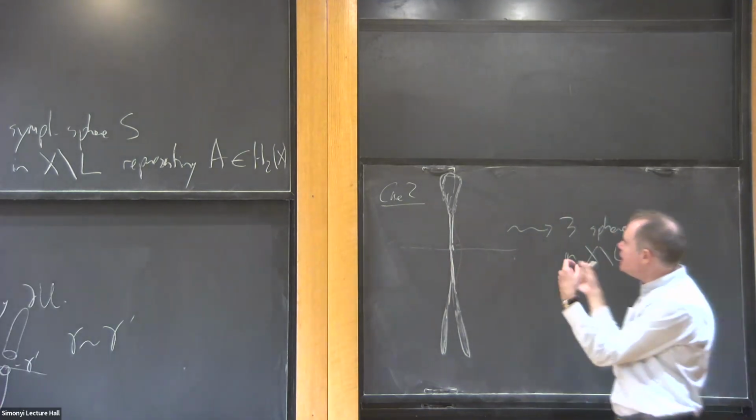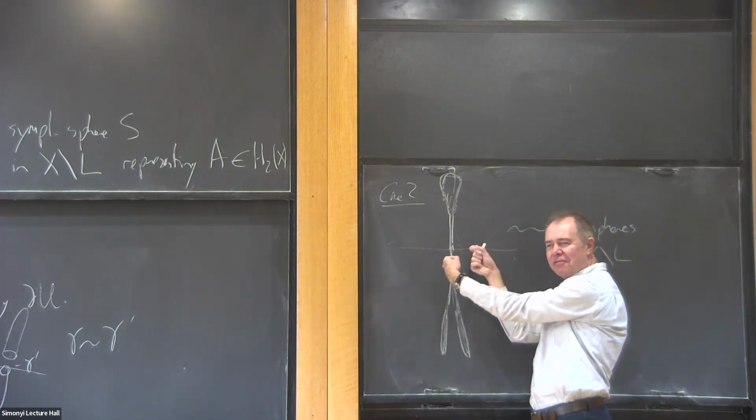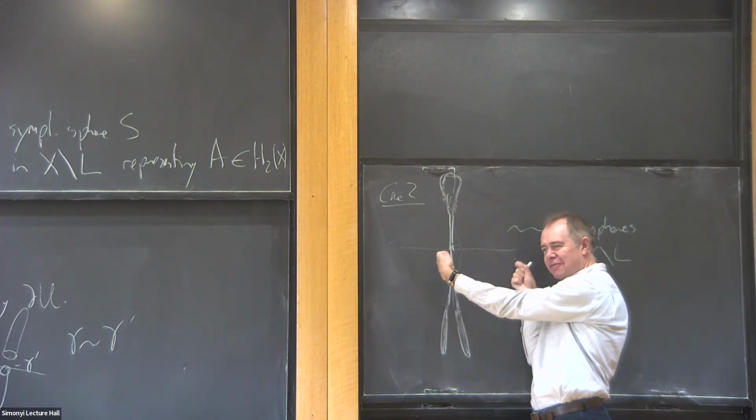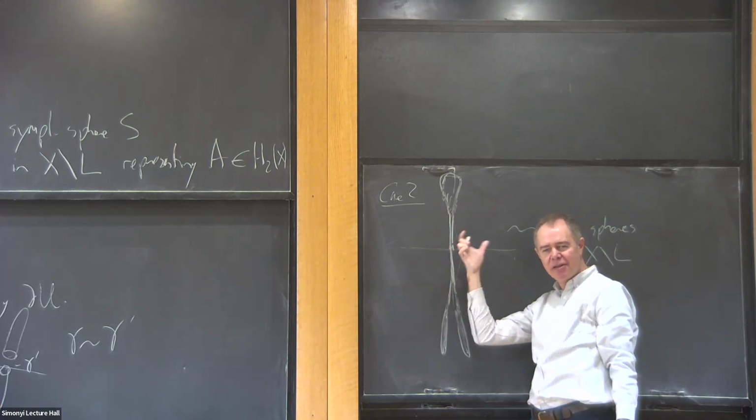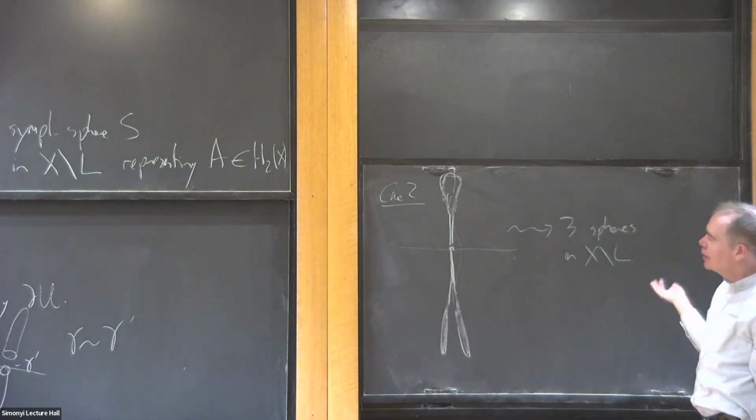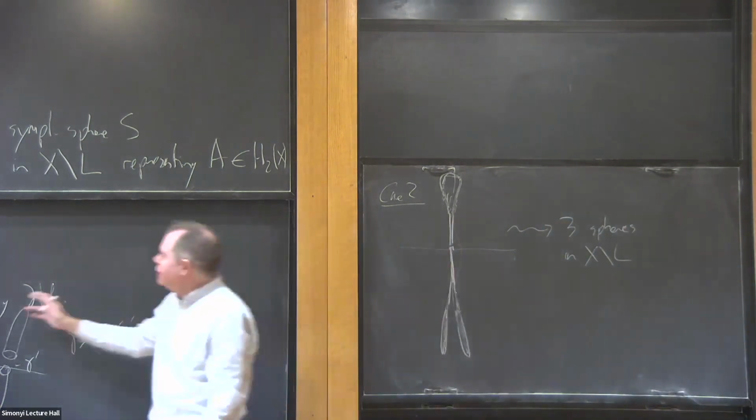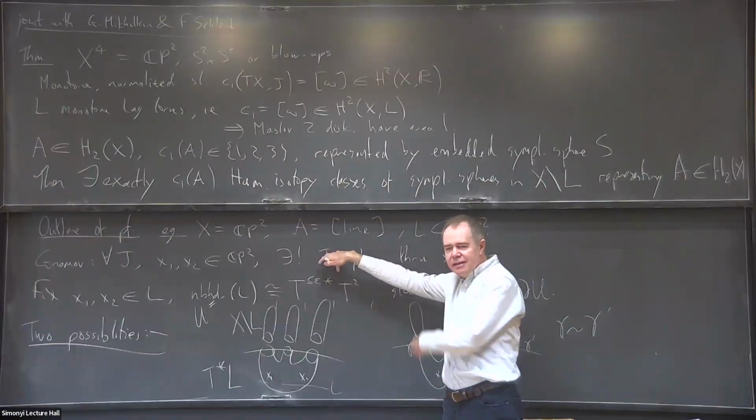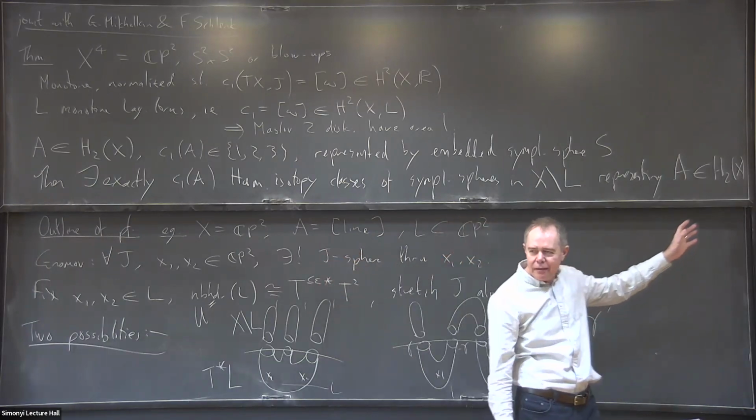There's something to show: conceivably there's four. Because since you have two branches going through, you could push the first one to the left and the second one to the right, or the second to the left and the first to the right. But it turns out that's the same. So there's three classes. So what this shows is there's always three spheres in the complement of the Lagrangian. We want to show there's exactly three.